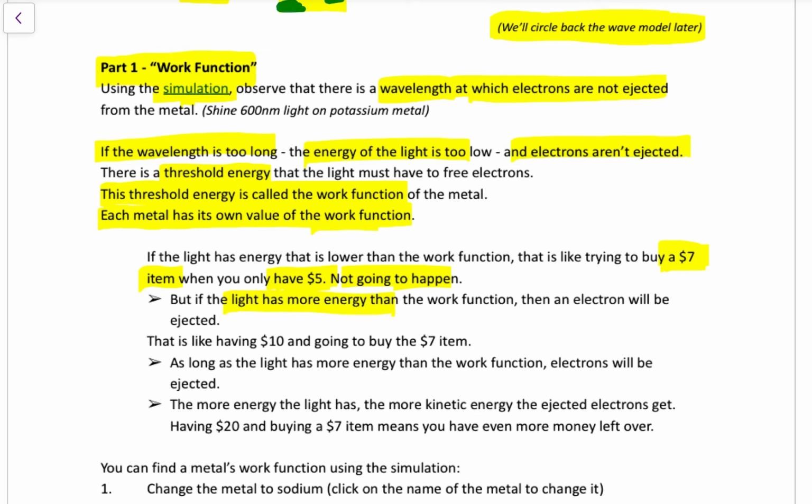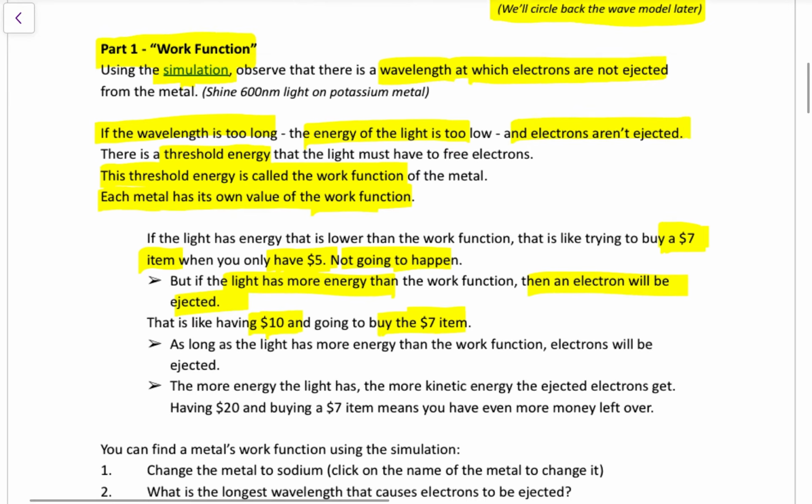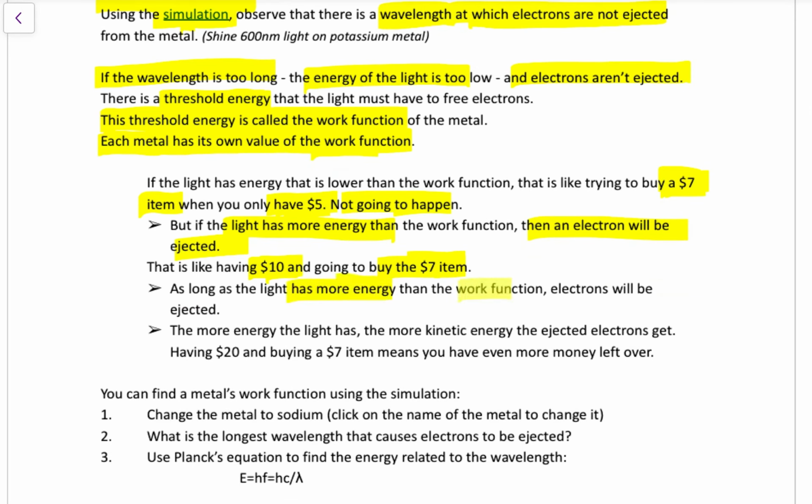But if your light has more energy, then an electron is ejected. Then you could buy the thing. That's like having more than the work function. If you have $10, you could buy the $7 item. As long as the light has more energy than the work function, then electrons will be ejected. If the light has a lot more energy than the work function, then those ejected electrons are going to have a lot of kinetic energy. The leftover amount of energy shows up in the kinetic energy of those electrons. So $10 beats 7 by a little bit, but if you had $20, that beats 7 by a lot. In this analogy, the bigger the leftover, the more kinetic energy.